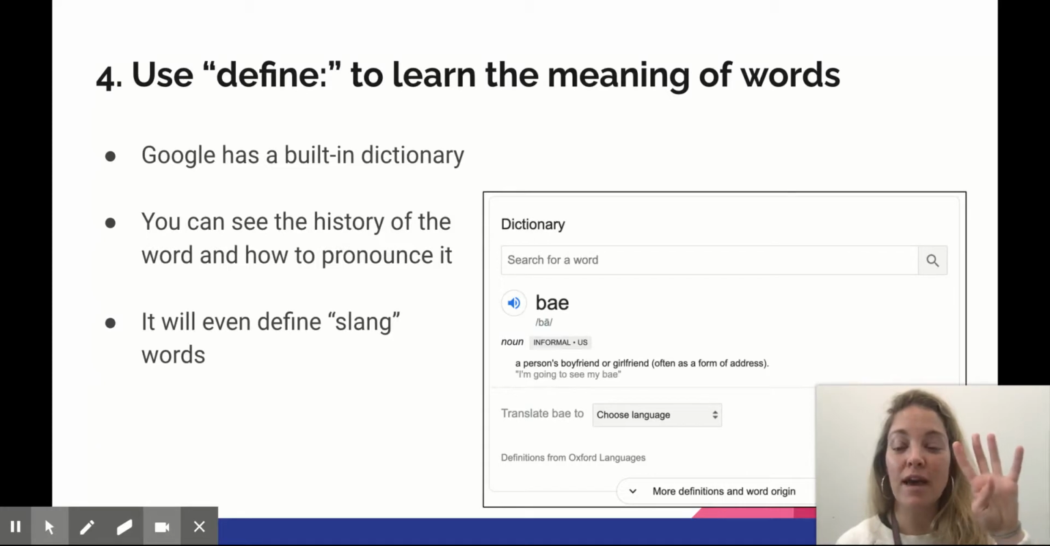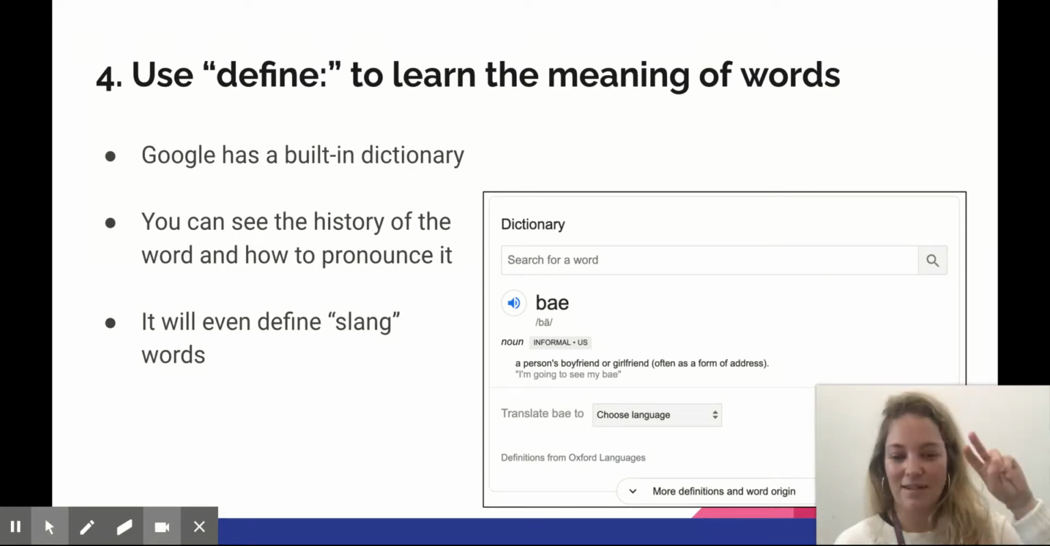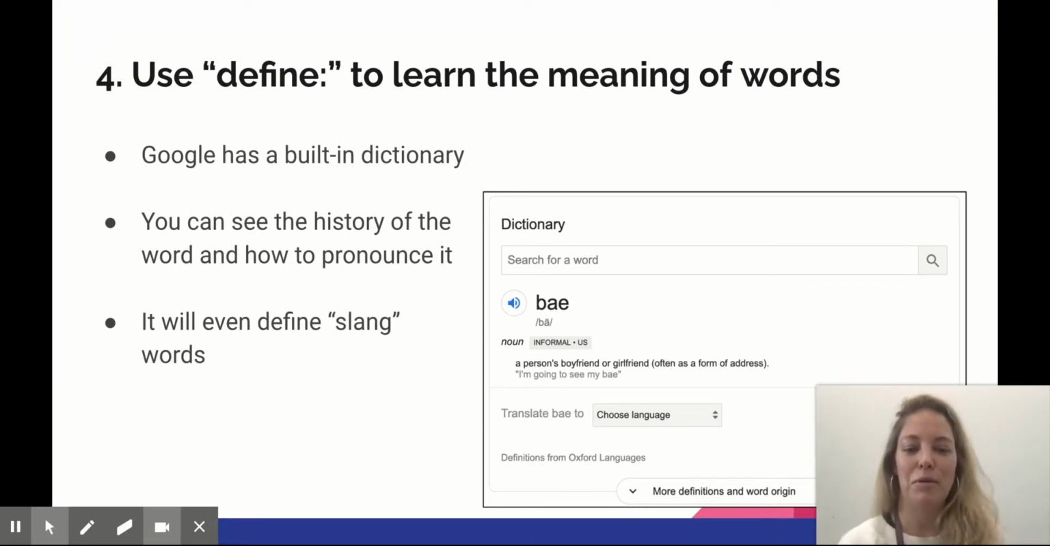Okay, my fourth tip. Let's say you want to define a word. Google has a built-in dictionary. Now, not every search engine does, but Google does. So if you want to define a word, even a slang term, for example, maybe I hear students using a specific word and I want to find out what it means as an old teacher, I can do that. I typed in define, and then the word that I wanted to look up. I wanted to define the word bae, for example, and it did.